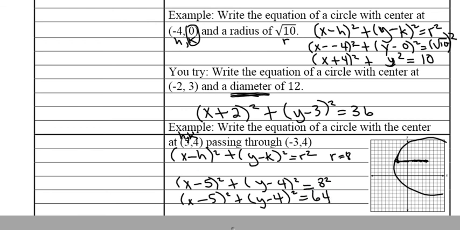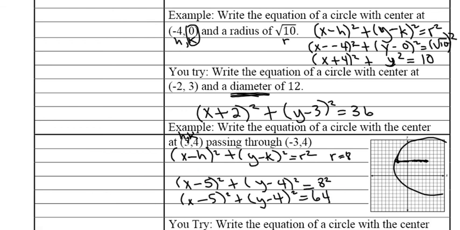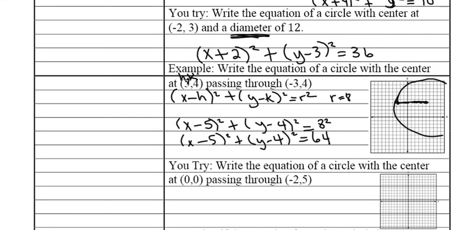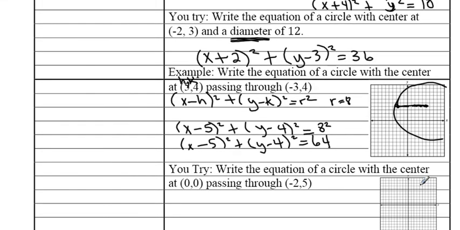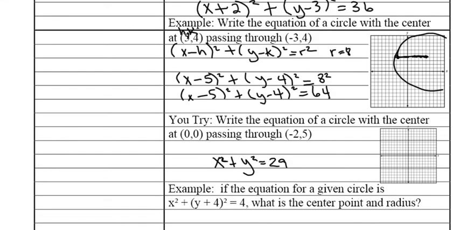Okay, so I'd like for you to try the next example on your own. Use the graph paper, and if the radius is not countable, you're going to have to use the distance formula. And I believe you do have to use the distance formula for this one. So pause the video and see if you get the same thing as I do. Okay, and you should have gotten x² + y² = 29. If you didn't, raise your hand and I'll be happy to help you.